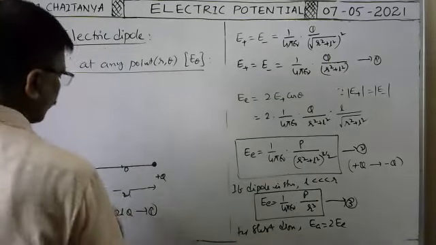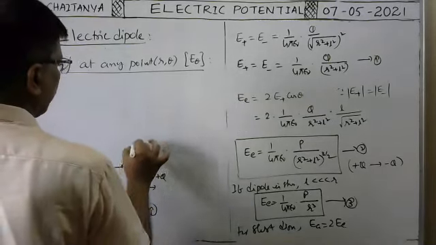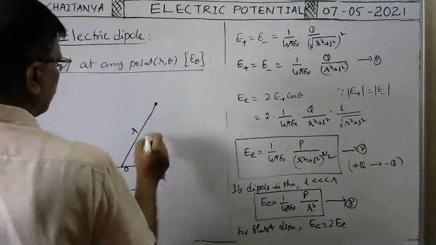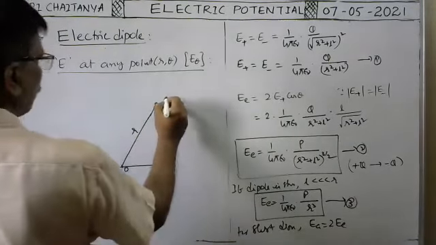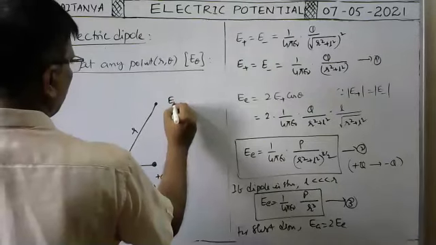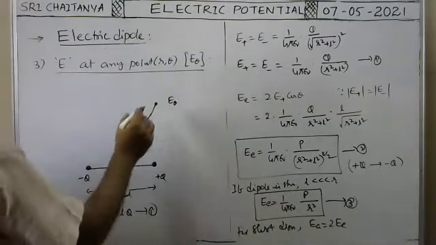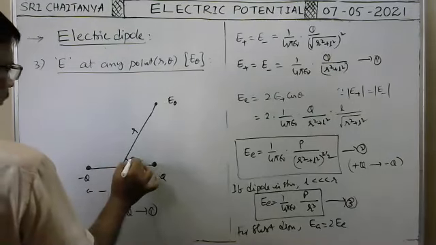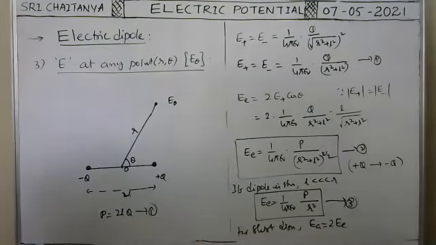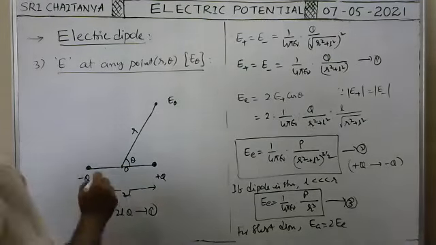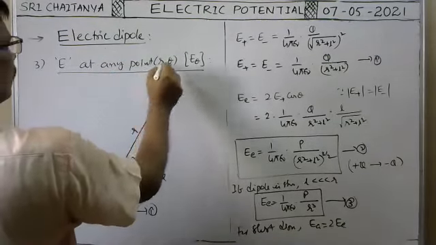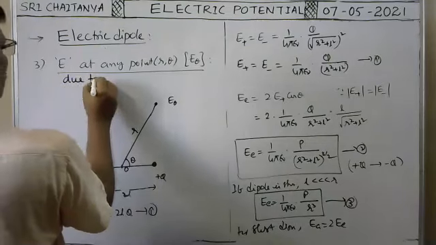That is equation 1. At any point somewhere here, at a distance r, we have to find the intensity of the electric field. The line joining this point and the midpoint of the dipole makes an angle theta with the axis of the dipole. At this point, what is the intensity of the electric field? Here it is the case of a short dipole, due to a short dipole.